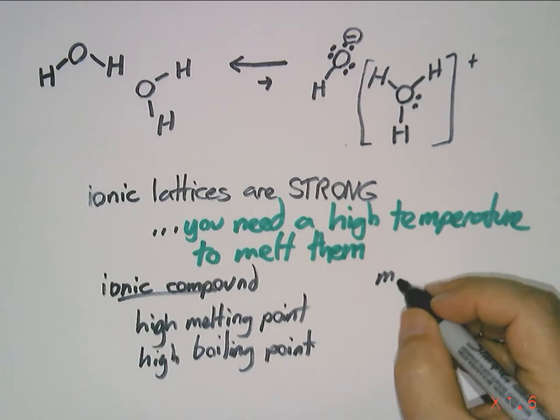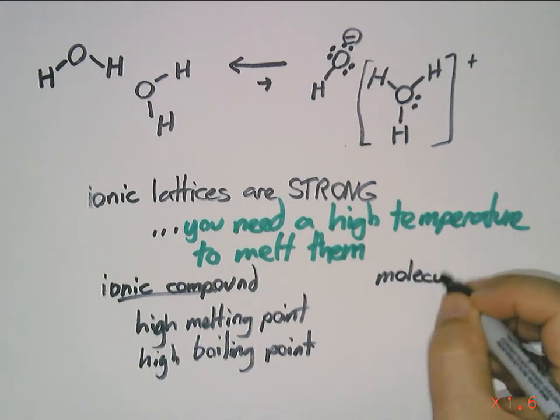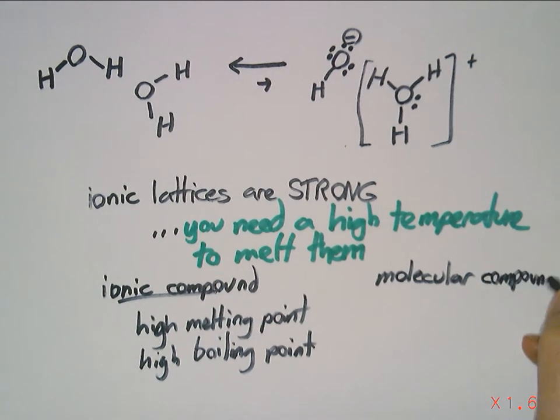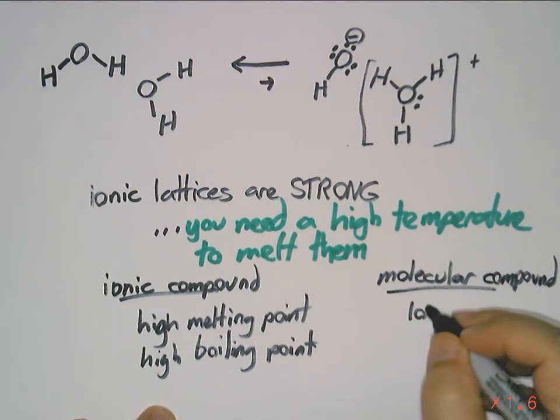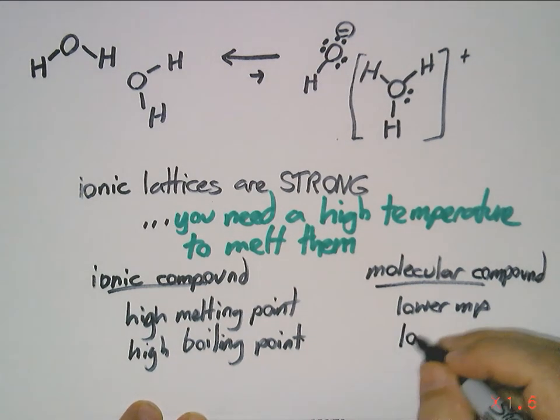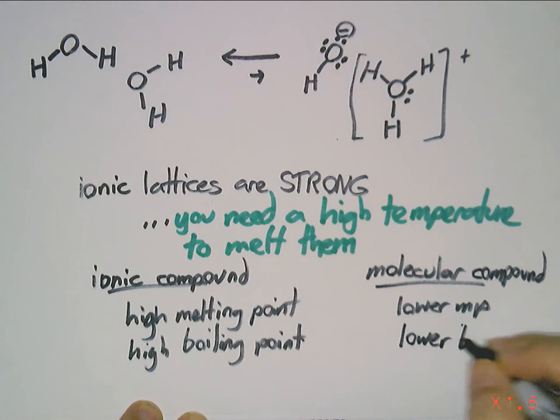For molecular compounds or covalent compounds, you can call them either molecular compounds or covalent compounds. Same thing. You get a lower melting point. MP is the abbreviation for melting point. A lower boiling point. So using these two properties, electrical conductivity and melting point, you can do a fairly good job of distinguishing ionic from molecular compounds. And you're going to do that in the Pivot Lab that is right after this lesson.